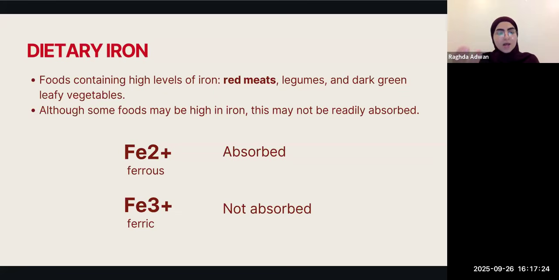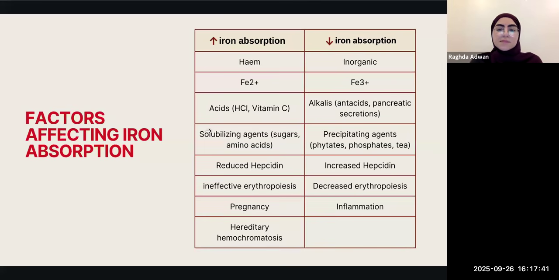The point here is that Fe2+ is the form of iron which we can absorb. It can easily be absorbed in our body. Fe3+, the ferric form, is not as easily absorbed. Okay? Just keep this in mind. We want Fe2+ in the form of ferrous iron. So there are some factors which increase the rate of iron absorption and make it more readily absorbable in our bodies, and there are some factors which will decrease the rate of iron absorption and affect it. Things that can increase iron absorption, like I just said, Fe2+. It will make it more readily absorbable in our body.